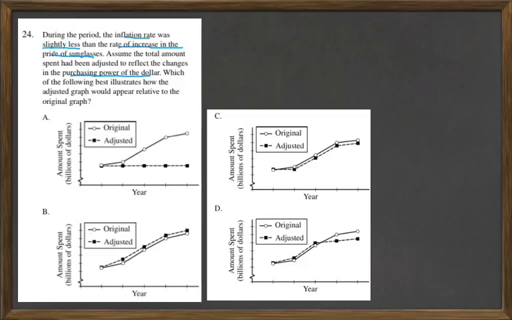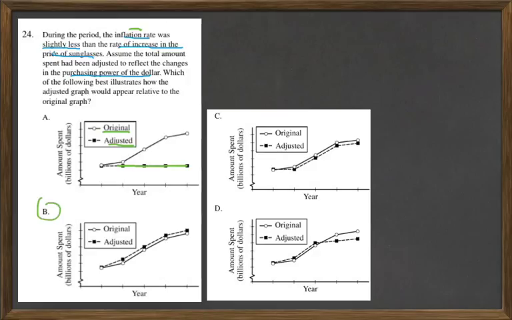So what I'm looking for is a line where this original amount right here is just a little bit higher than the adjusted amount, and that would be across the board. And why is that? Because the original amount was slightly less. Let's see, the inflation rate right up here was slightly less than the rate of increase in the price of sunglasses. So that original amount will be a little higher and the adjusted amount will be a little lower. So I look here, and then this is a lot lower. That's not going to be it.